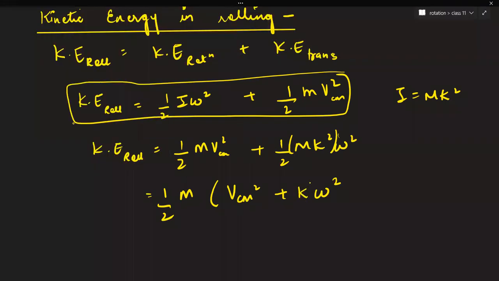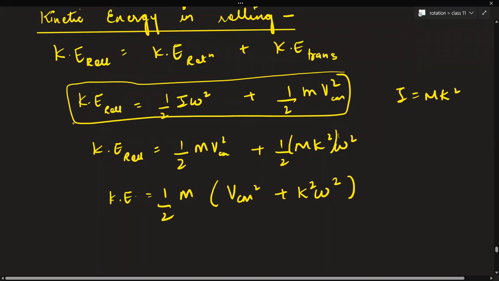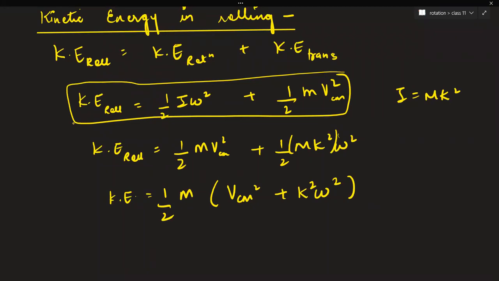This is k square omega square. This is the kinetic energy. And in pure rolling, you know one thing: VCM is equal to R omega. Just now we have seen. So see how the formula will look.